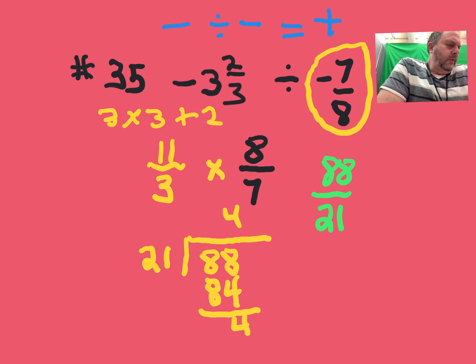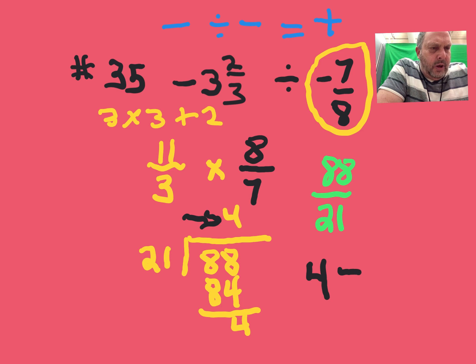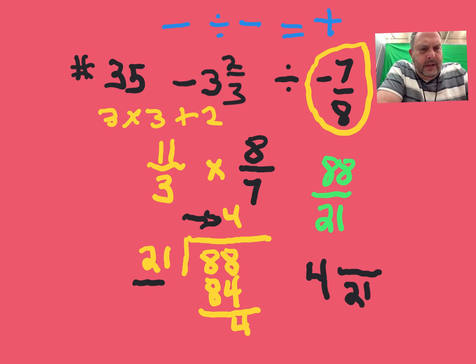All right, so let's try to put our answer together. And let's start with the whole number 4. That's going to be the whole number part of our answer. Let's draw a fraction bar. First start with what we're dividing by, and that's 21. So that goes on the bottom. And up there on top is your leftover piece. Well, what's left over? That's the 4. So that bad boy goes on top, and our answer is 4 and 4/21.